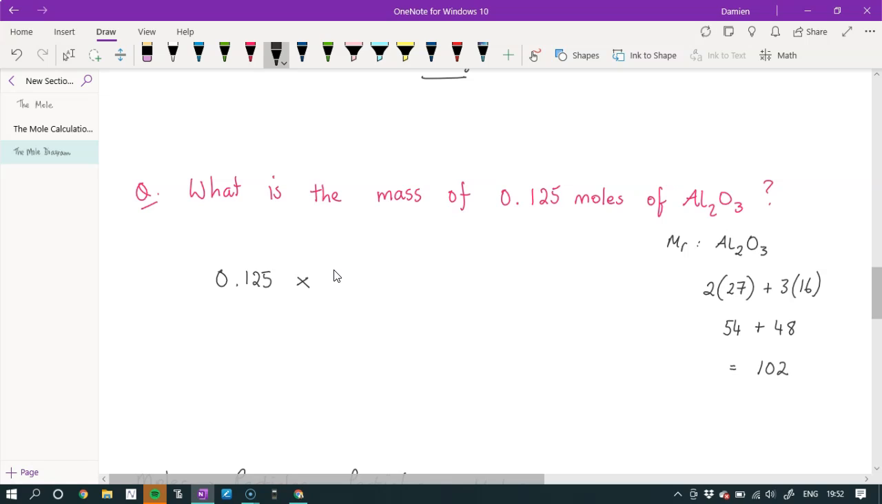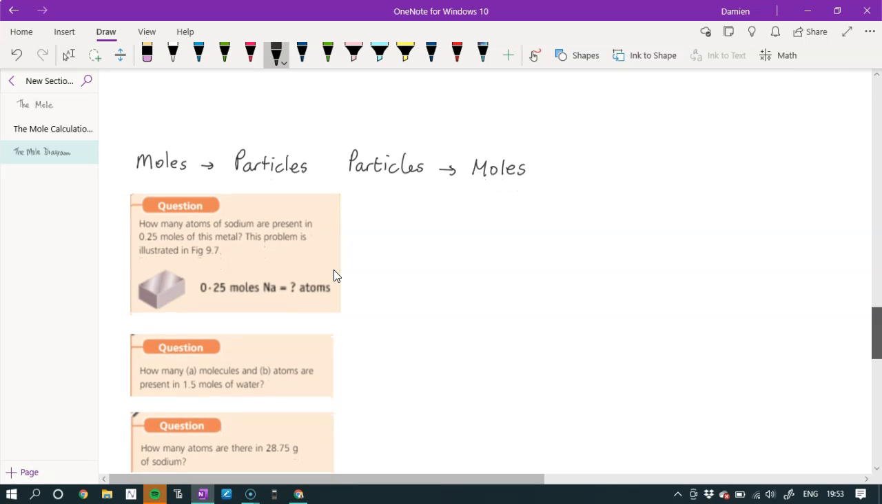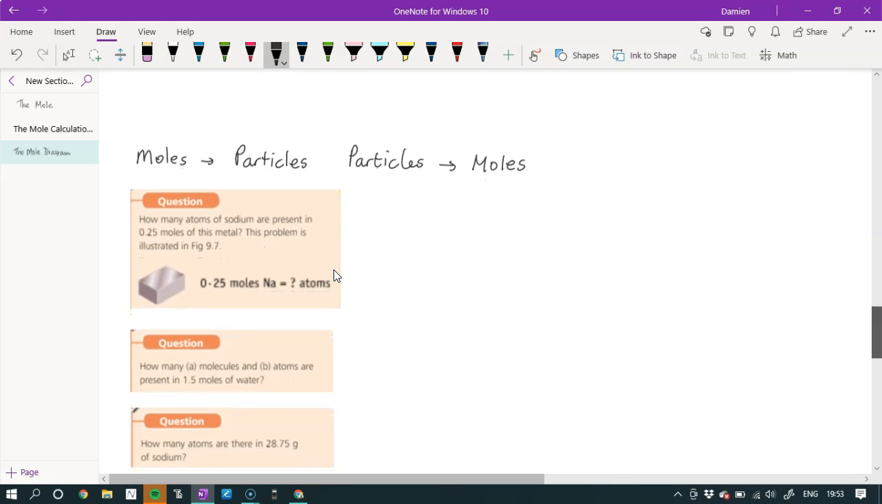That's your molecular mass. So when you multiply 0.125 multiplied by 102 gives us 12.75. 12.75, and this is grams because it's asking for what is the mass. So that's going from mass to moles and moles to mass. The next thing we're going to look at now is going from moles to particles and particles to moles.